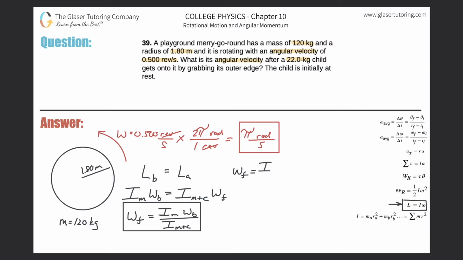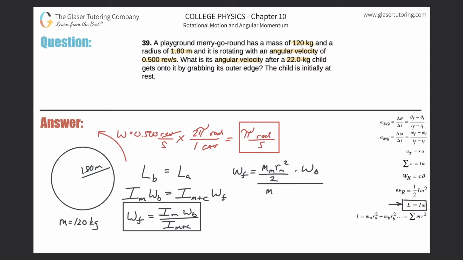The formula is, not I anymore, but the mass of the merry-go-round multiplied by the radius of the merry-go-round squared, all divided by 2. So that's going to be the moment of inertia. Then that will be multiplied by the angular velocity before. I'm just going to leave that multiplied by the angular velocity before. And this whole thing will be divided by the combined moments of inertia.